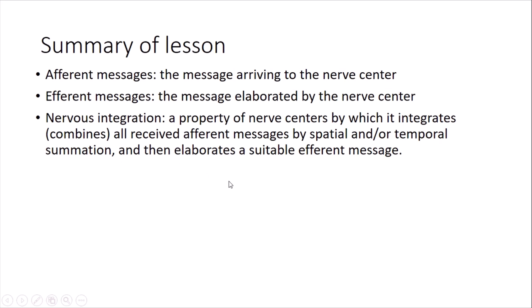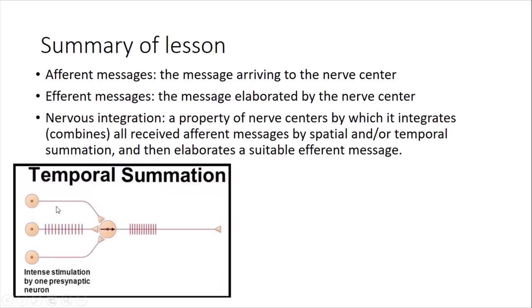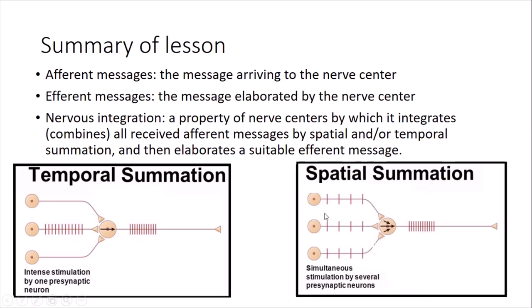So we have temporal summation, we have several inputs from the same stimulus or the same synapse successively, one after the other, they are added to give a response or not in the postsynaptic cell. We have spatial summation, we have input from three different synapses in this example, it can be more or less, and then the postsynaptic cell responds accordingly.